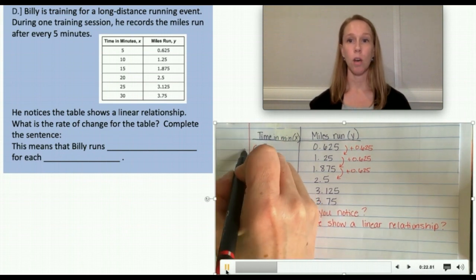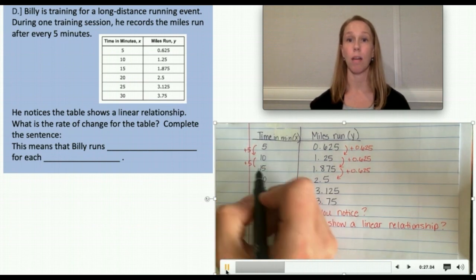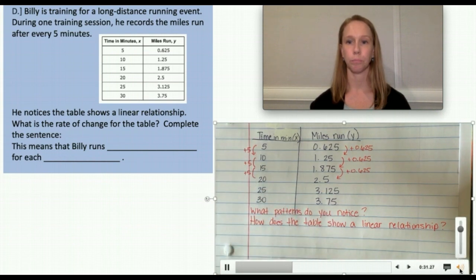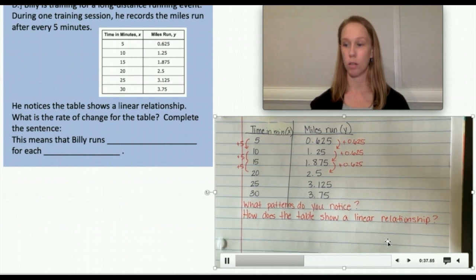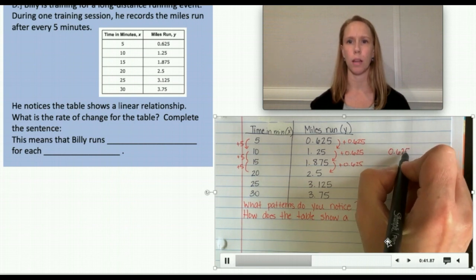Now, the rate is not 625 thousandths because the time in minutes is increasing by 5 minutes each time, not just 1 minute. So we do know that it's a linear relationship because it is increasing at a constant rate, but we really need to figure out what is that relationship between x and y.